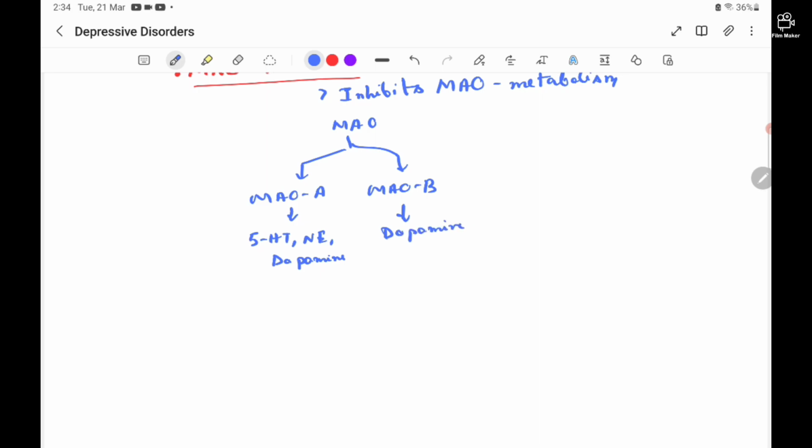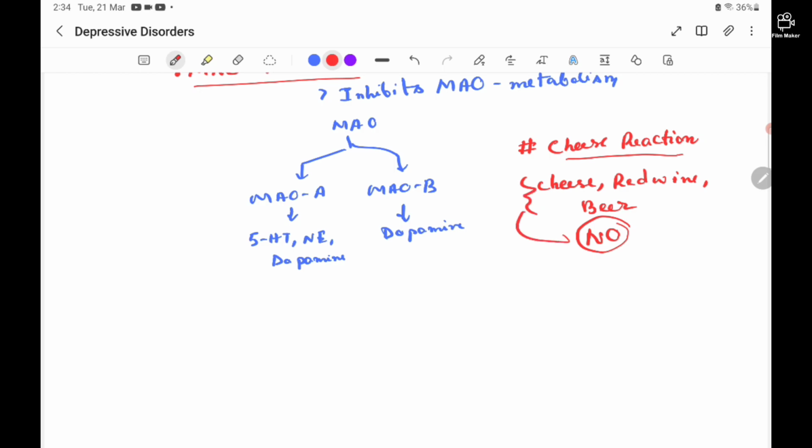Very important thing which I would like to mention here is the cheese reaction. When a patient is on an MAO inhibitor, there should be categorical prohibition of cheese, red wine, beer. A big no to these products.